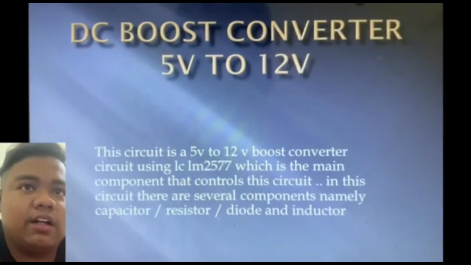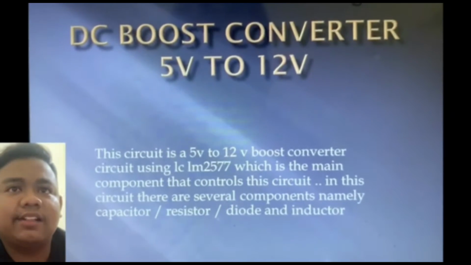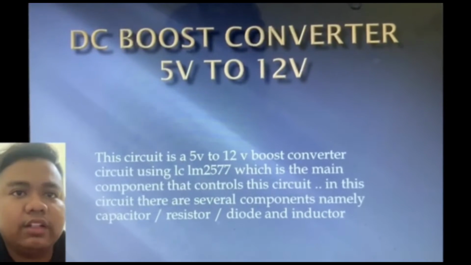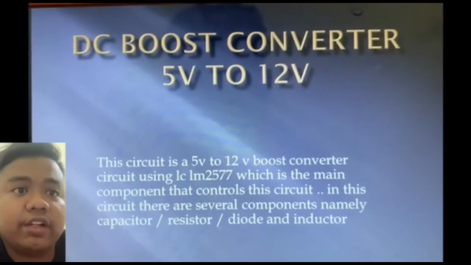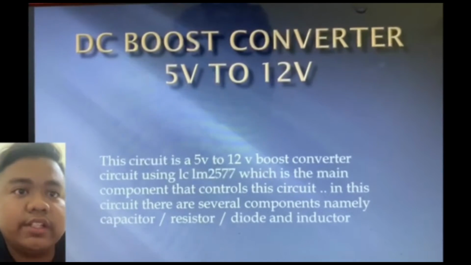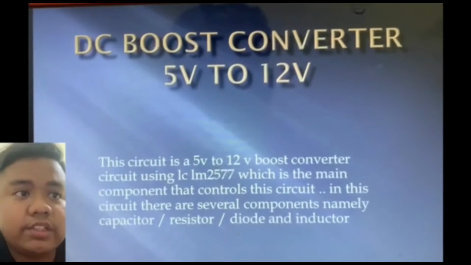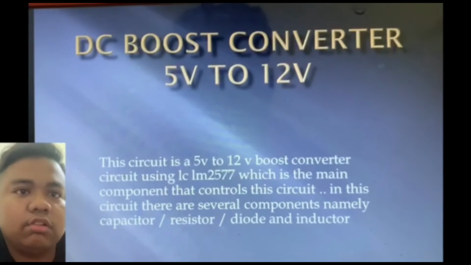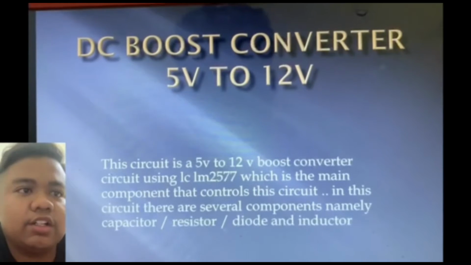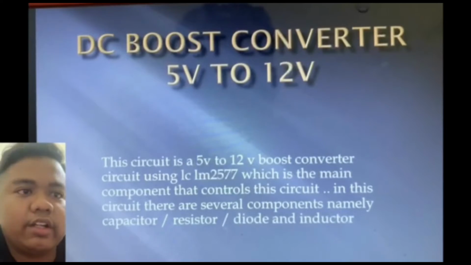This is my team project: DC boost converter, 5 volt to 12 volt. This circuit is a 5 volt to 12 volt boost converter circuit using an IC LM2577, which is the main component that controls this circuit. In this circuit, there are several components, namely capacitor, resistor, diode, and inductor.